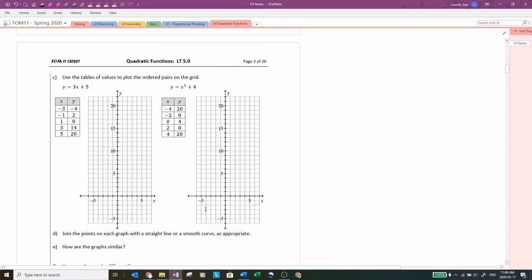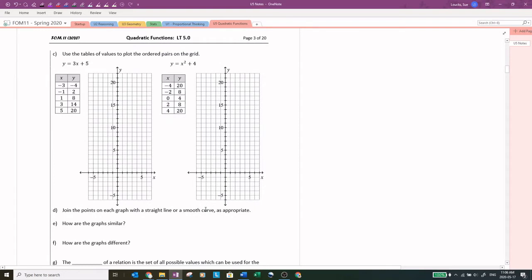So I've just copied the results from those tables for you here, so we have them all on the same page. So negative 3, negative 4, so my x comes first. I start at the origin, I go 1, 2, 3, and then I'm going to go down 4, 1, 2, 3, 4. So this point right here is negative 3, negative 4. I have a point at negative 1, positive 2, a point at 1, 8, a point at 3, 14, and at 5, 20. And then I need to put a line through those.